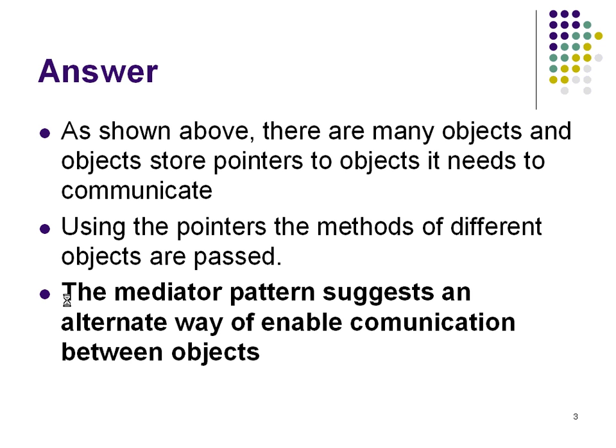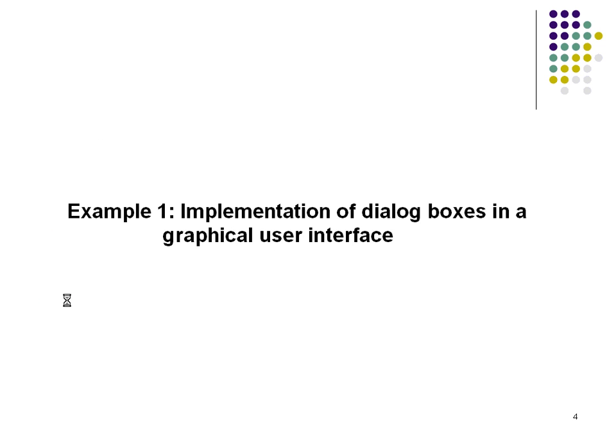So this is before the pattern. And the mediator pattern talks about an alternative way in which these objects can communicate to each other. This is the whole and sole purpose of this pattern. So let's start with an example. Now this example is from Erich Gamma, and this is the implementation of dialog boxes in a graphical user interface.